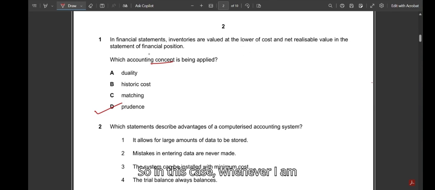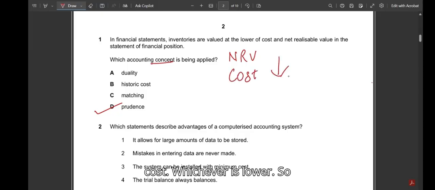So in this case, whenever I'm taking into consideration the valuation of closing inventory, normally we take into consideration NRV or the cost, whichever is lower. So we value it at a lower price in order to make sure that the closing inventory is not overvalued. If it's overvalued, your current assets would be overvalued. So that's why D is the right answer. I hope you all know what is NRV.